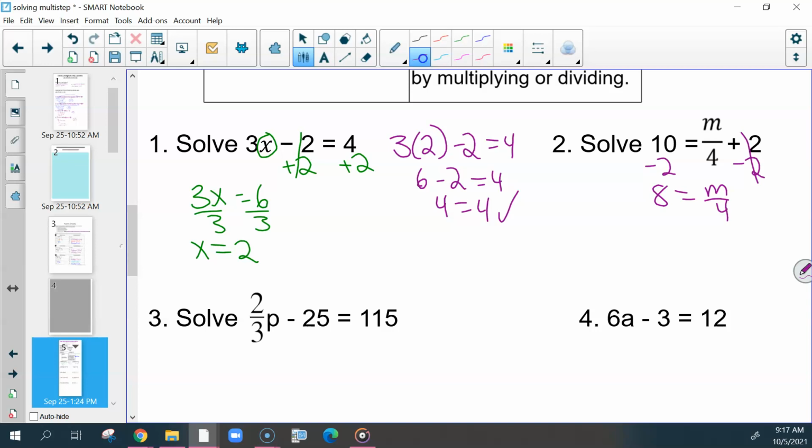Now we need to get rid of the 4 that it's dividing by. By doing what? Multiply. You guys can say that out loud. Multiply by the reciprocal. Which would be what? 4 over 1. Or just 4. But what I do to one side, I have to do to the other, so that would become 32.